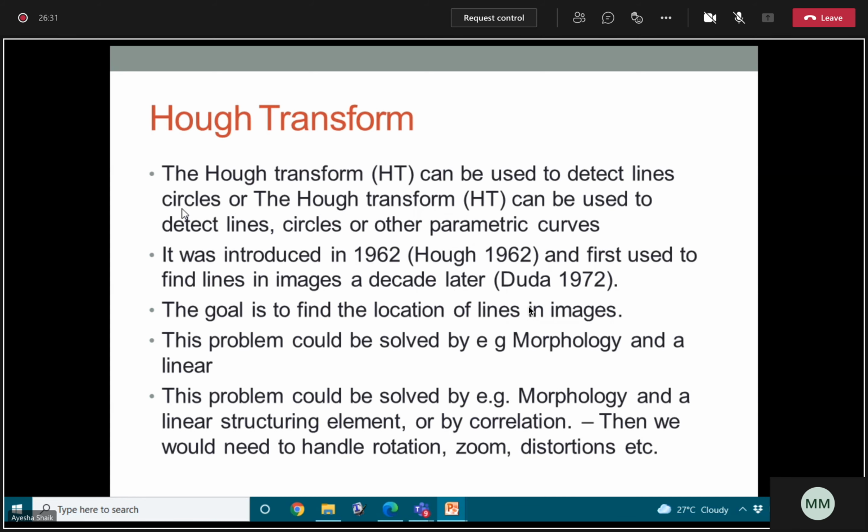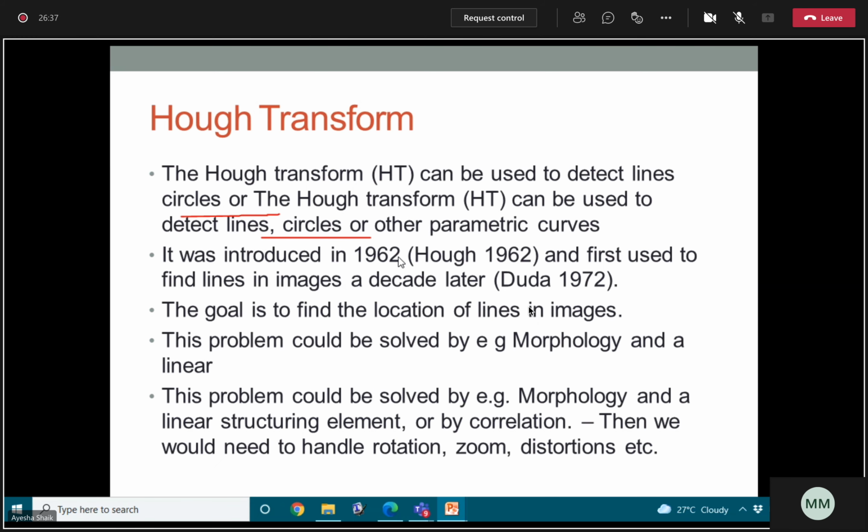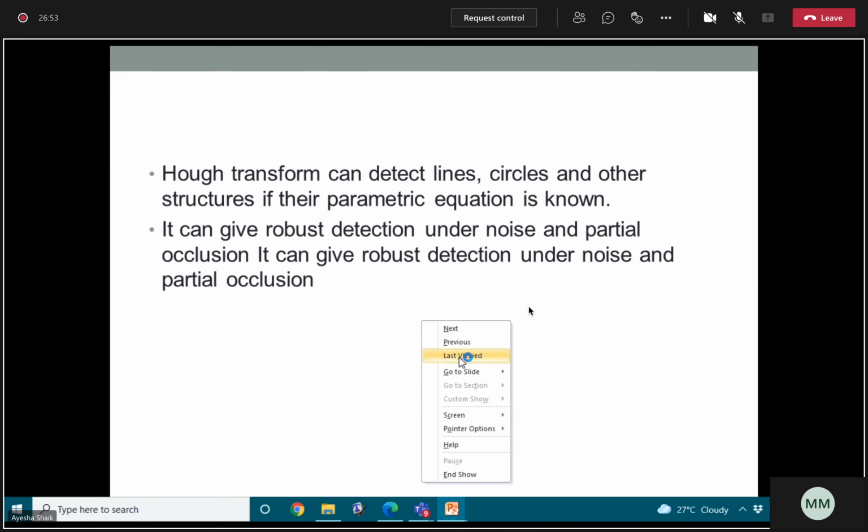If we want to detect circles or some curves, then we can use it. It was introduced in 1962 by Hough, and he first used it to find lines in 1972. So what we will do is find the location of the lines.